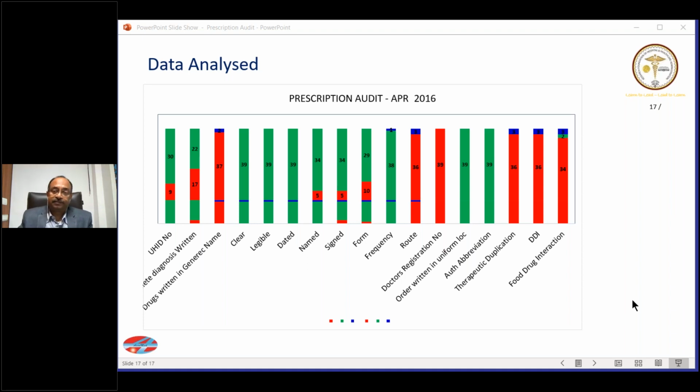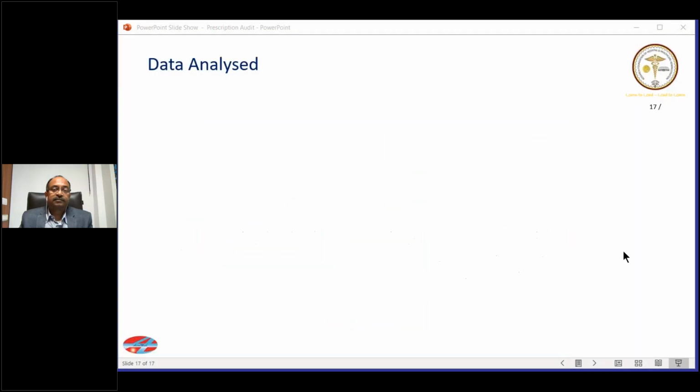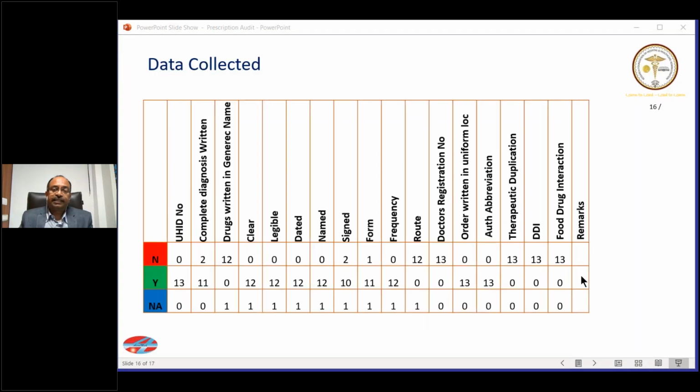Anyone else has any other question? What about the remarks column? Which remarks, madam? In your format, you had the last column as remarks. Once you have those remarks, depending upon the situation and the reason for not being compliant, taking those remarks also, we need to understand why it is not complete, what is the reason, and then only we can bring up corrective action and preventive action.